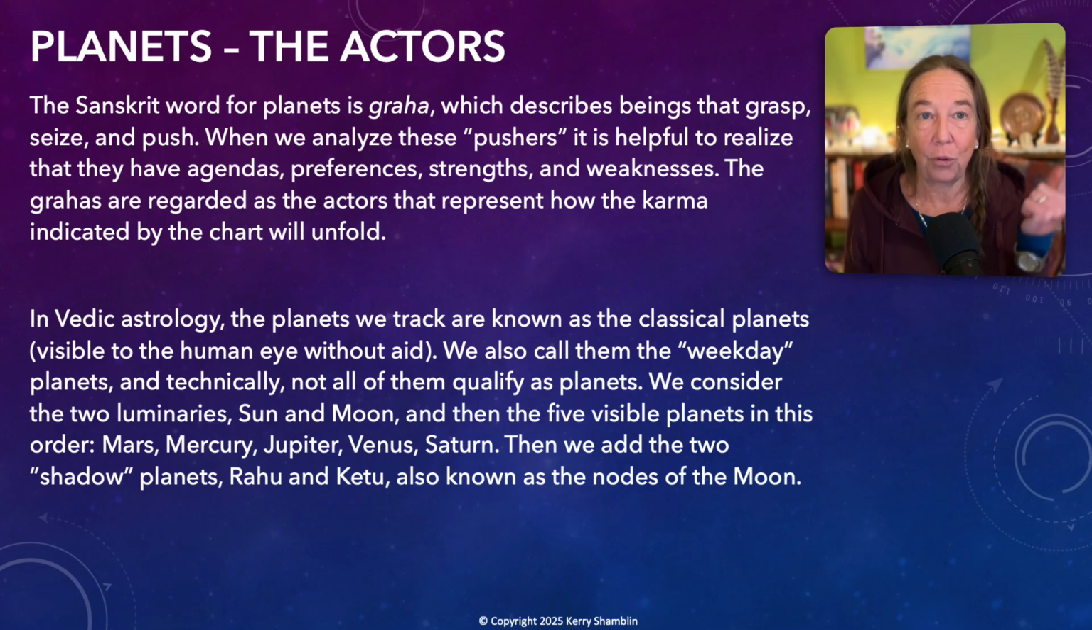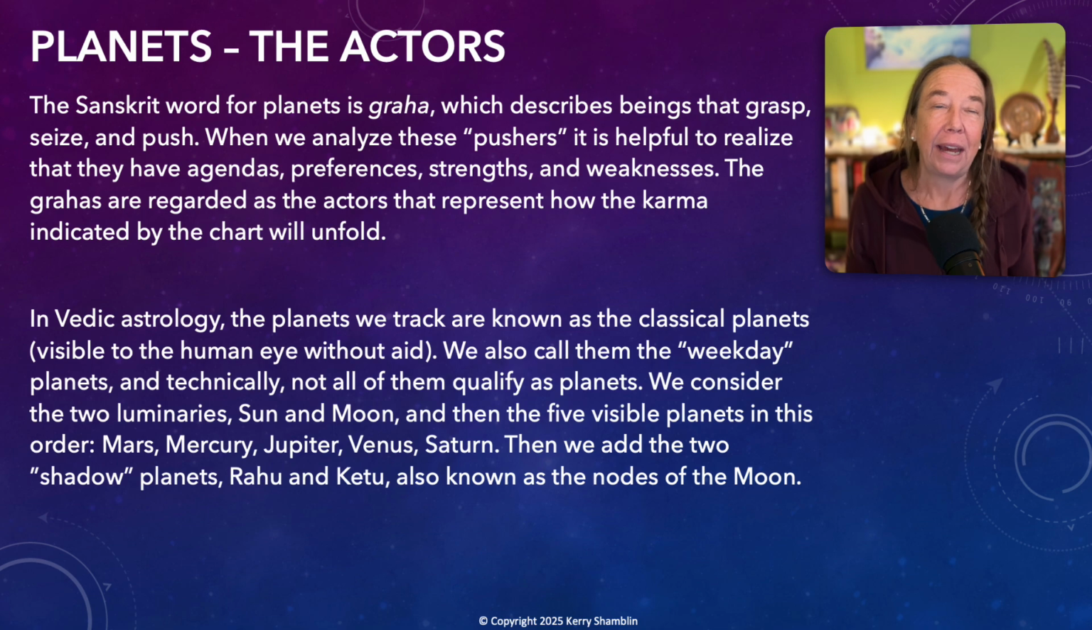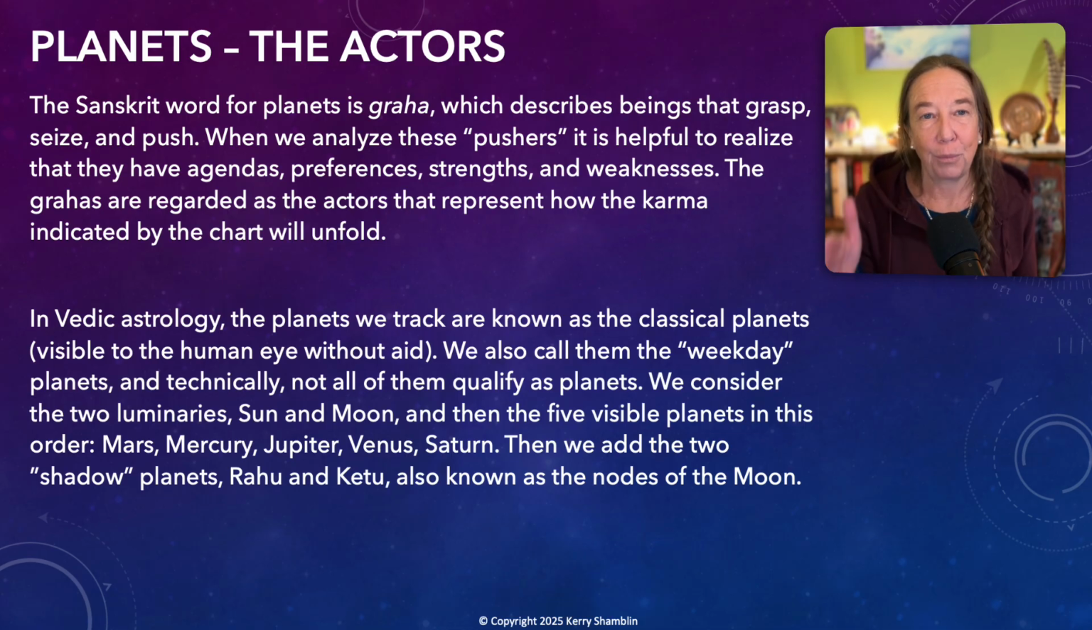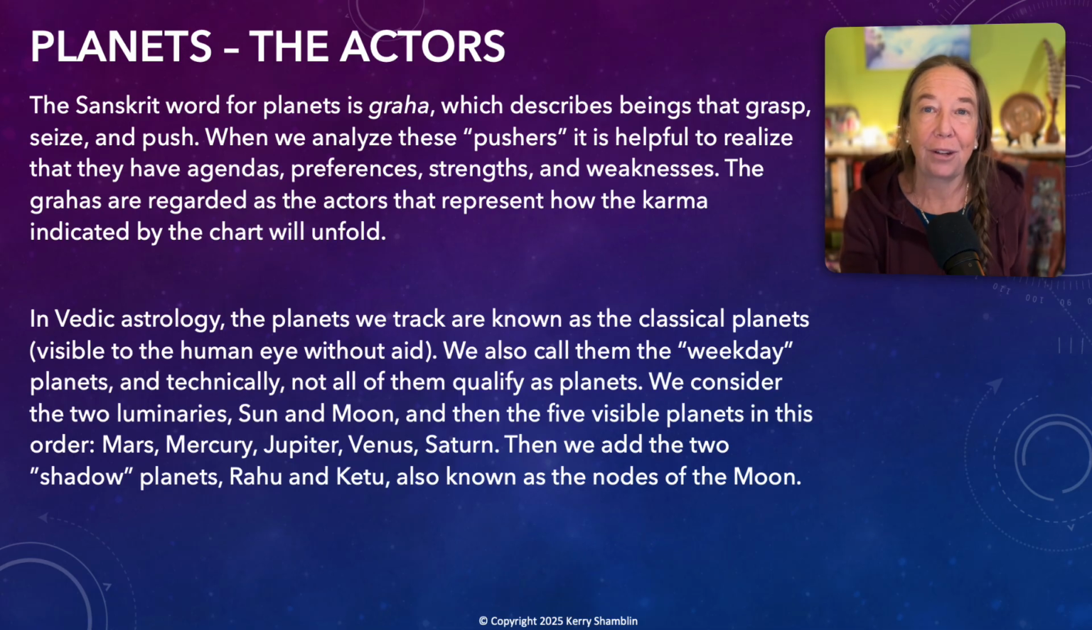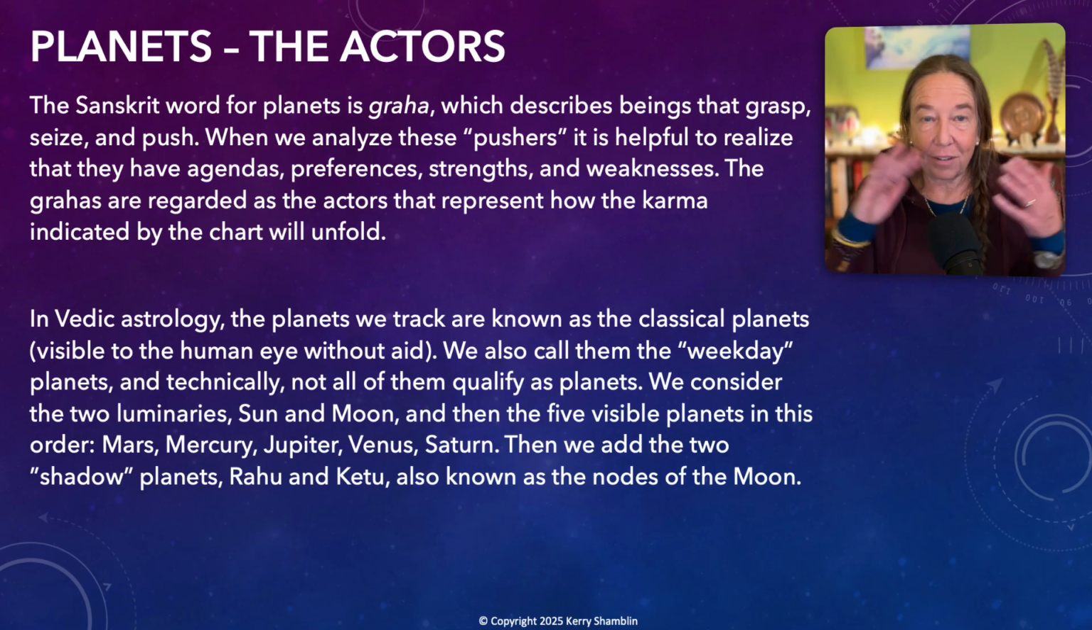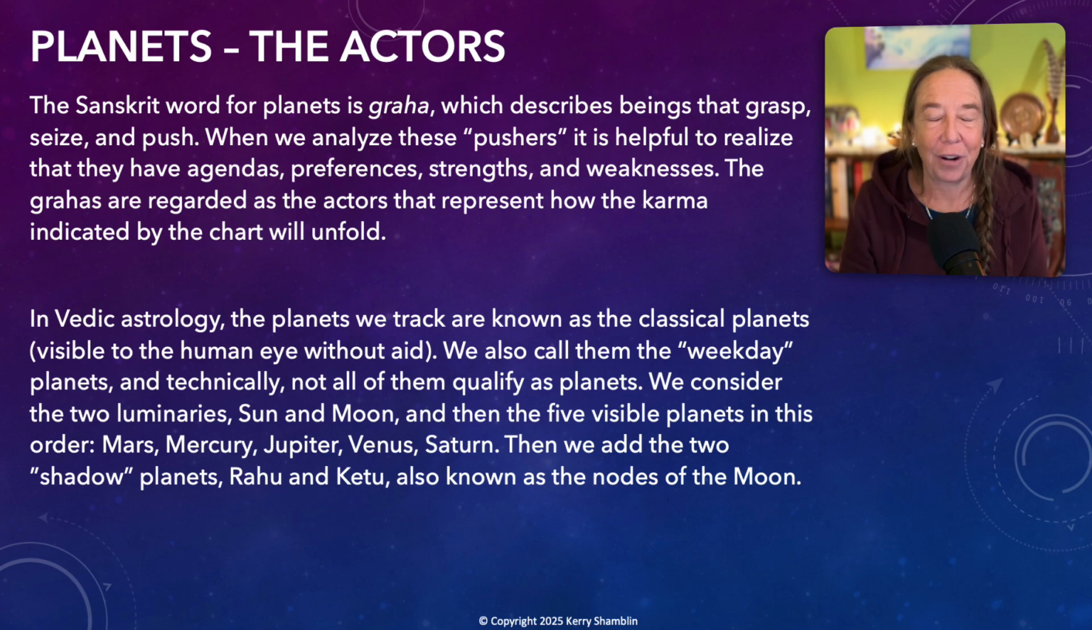So we start with the sun and the moon. They are the two lights, the luminaries. And then we've got 5 visible planets. And this is the order we use for our weekday planets: Mars, Mercury, Jupiter, Venus, and Saturn. So with the sun and moon, that's 7. And then we add the 2 shadow planets, which we call Rahu and Ketu, as number 8 and 9. In Western astrology, Rahu and Ketu are known as the nodes of the moon. So, and I'm just going to say it, this is an order, this weekday planets order. And this whole group together is called the Navagraha.